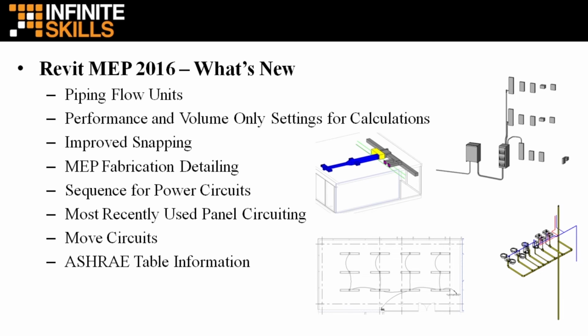So basically, when you're looking at calculation parameters, you can have it set to none or volume only, and the volume parameters are calculated. And again, this is for when you're working with large system models. You'll see an improvement in snapping, in the behavior of snapping, in related snaps.